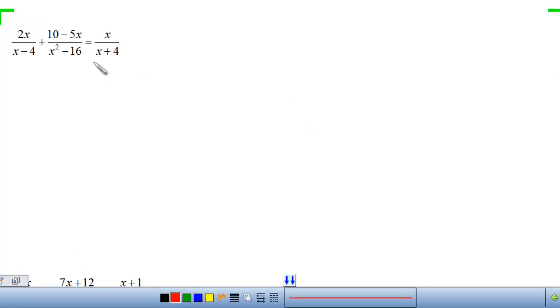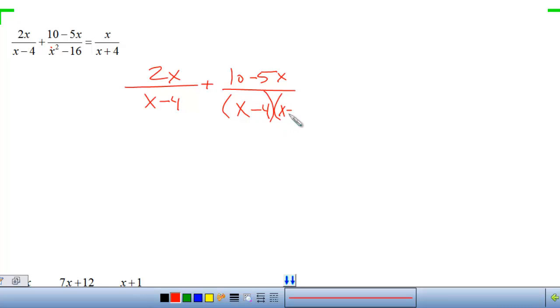And let's look at this one. Now, first thing I notice here is that I do have a quadratic in the denominator. I always want to look to factor that out. And this is a perfect square, so I know that this is actually the difference of squares. So this is, if we rewrite it, 2x over x minus 4 plus 10 minus 5x over x minus 4 times x plus 4 equals x over x plus 4.